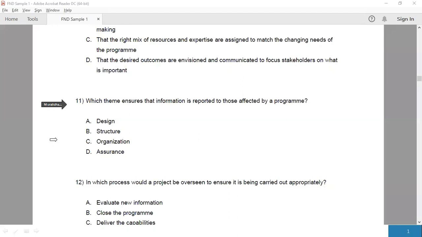Question number 11. Which theme ensures that information is reported to those affected by a program? The design theme, or the structure theme, or the organization theme, or the assurance theme? The question is about the reporting of information to its stakeholders. The organization theme, on the other hand, describes how the stakeholders would be identified and engaged, how the communication would be planned and effectively delivered. And because the question is about reporting of information, therefore, the communication planning, the answer here would be C.